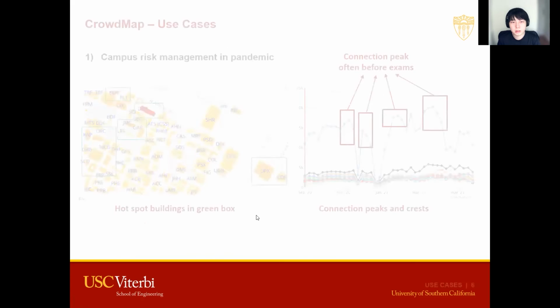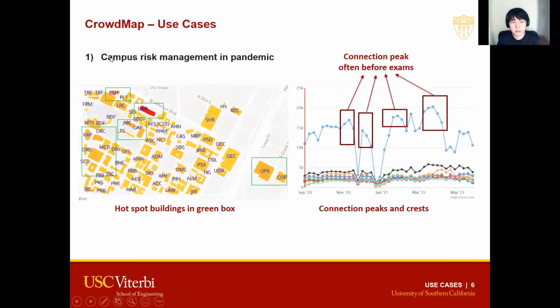Our CrowdMap application can be very useful in many use cases. Firstly, it can help with campus risk management in the pandemic. For example, through our building map, we can see buildings in a green box have a high degree of crowd density. In our temporal graph, the connection peaks often happen before the time of the midterm and final exam. So in these places and during this time period, there is a high risk of COVID spread.